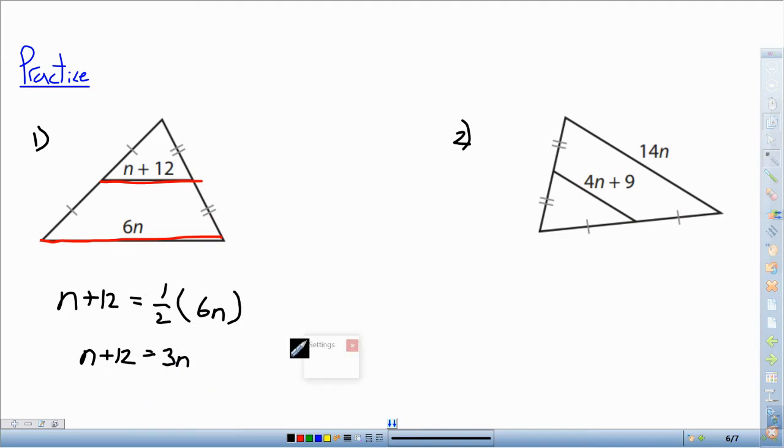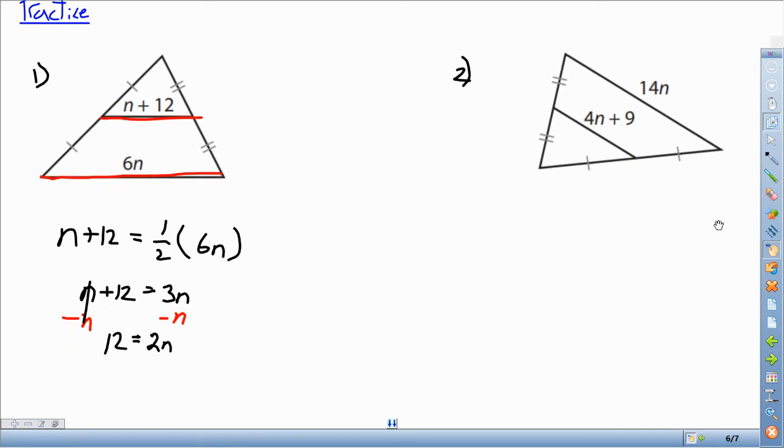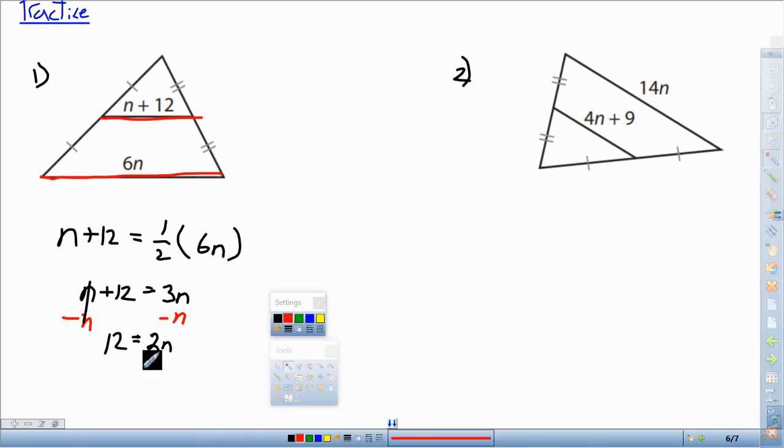Okay, now I have variables on both sides. I'm going to choose to bring this n over to the right. So I have 12 on the left and 2n on the right. And now dividing by 2, solving for n, getting rid of the 2 by dividing, I'm going to get 6 equals n. I'm going to flip it around and write it as n equals 6.